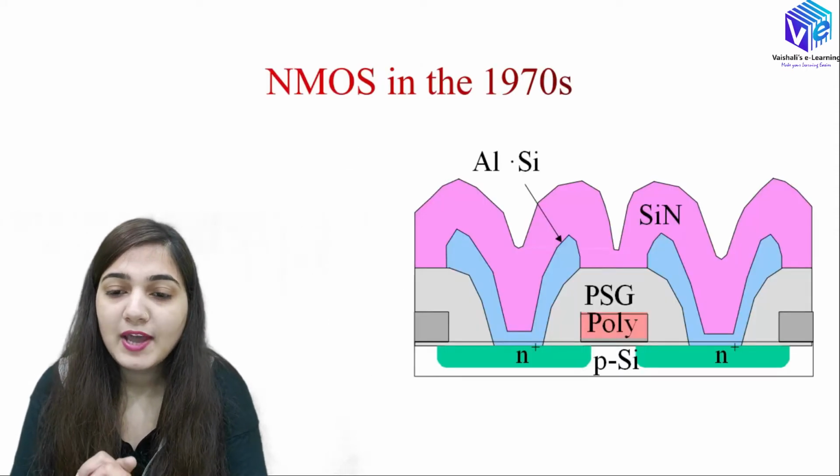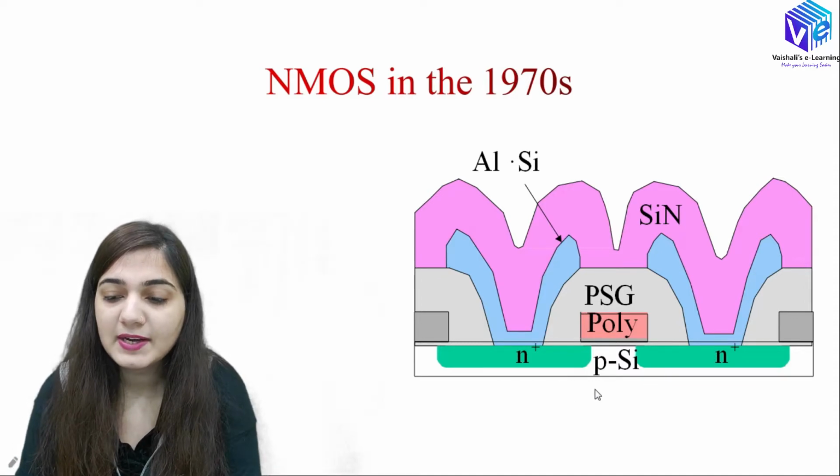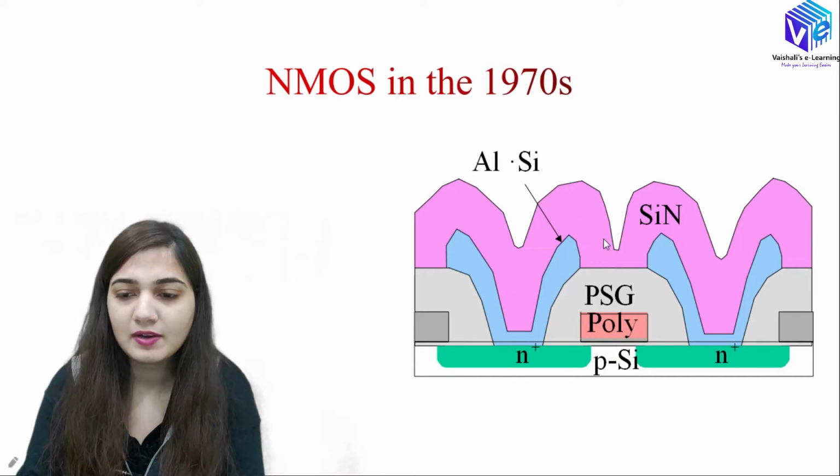So this is how the NMOS in the 1970s was looking like. Okay, so here we have the P-type silicon, we have the N-type doped region. Okay, so we were having the polysilicon gate over here. So we have the phosphosilicate glass layer over that, and the metallization is done with the help of aluminium silicon alloy. Okay, after that we will be having the silicon nitride layer over this. So this is also a simple structure which represents the NMOS which was used in the 1970s.